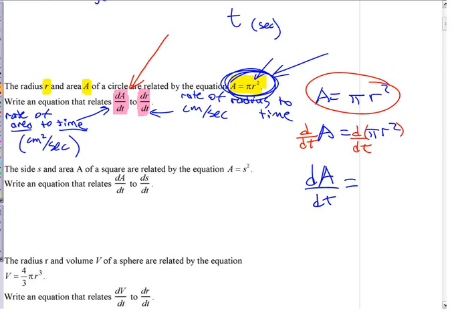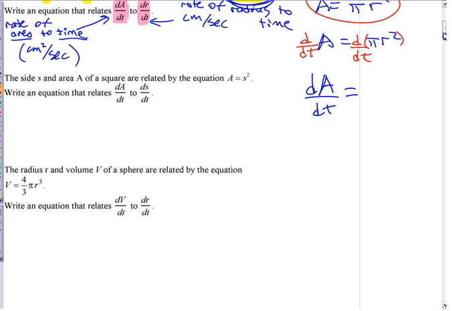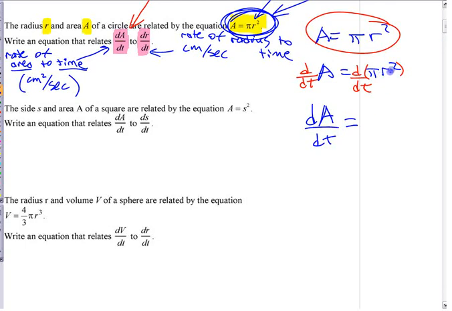What's it going to be? You want to take a shot at it? What's on the right side? The derivative of pi r squared? Yeah, the pi I'm going to put out here because pi is a constant, right? So you can put that outside. I'm going to write this down, the derivative of r squared.